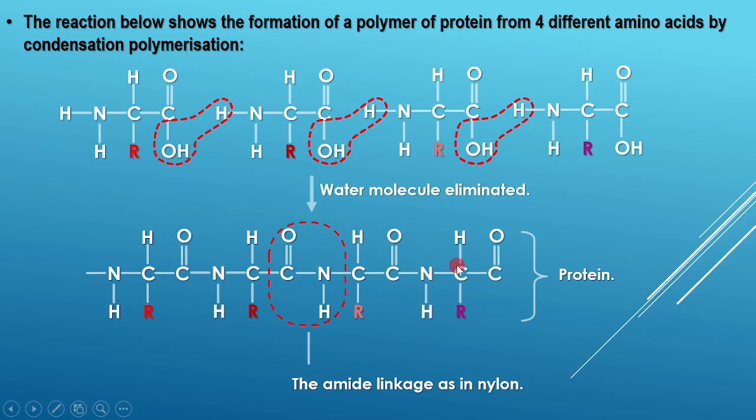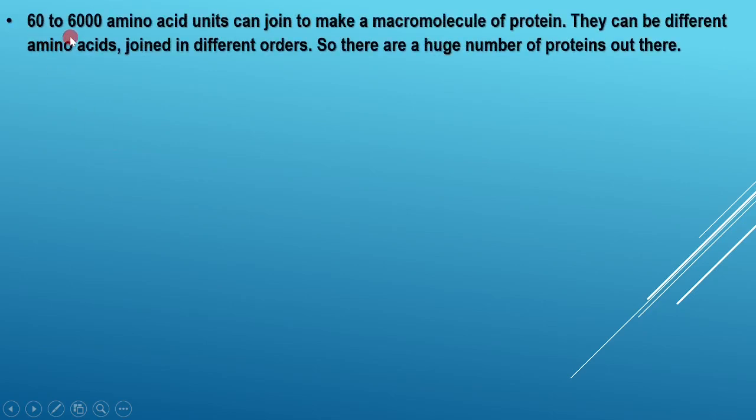Then if that is the case, this can look similar to the nylon structure that was covered in the last video on organic chemistry. All right, so we move on. We are saying 60 to 6,000 amino acid units can join to make a macromolecule of protein. So this is a big number, all right?